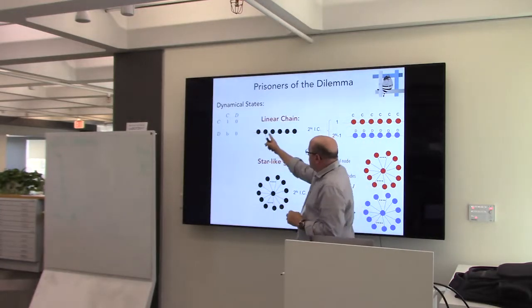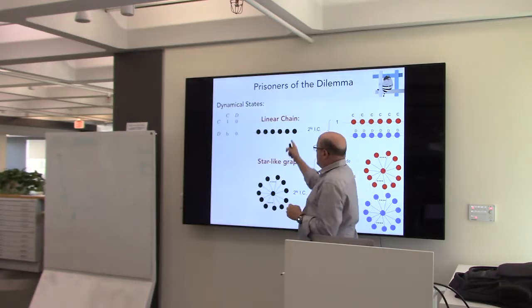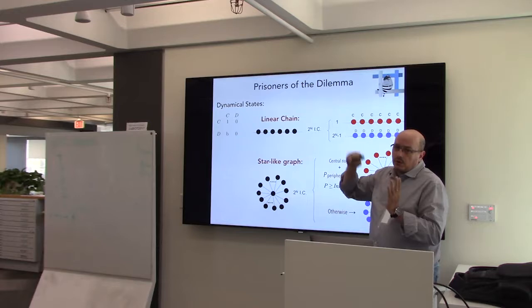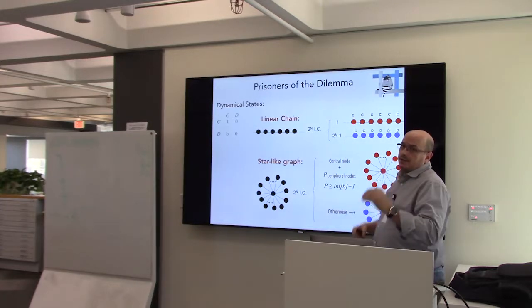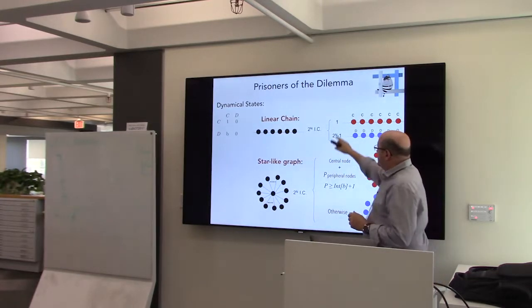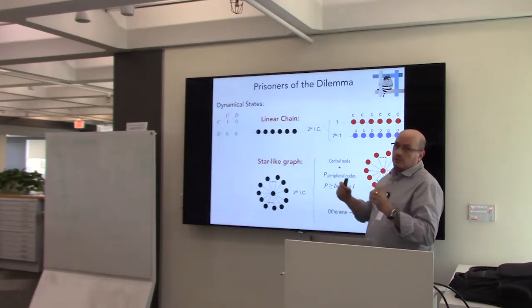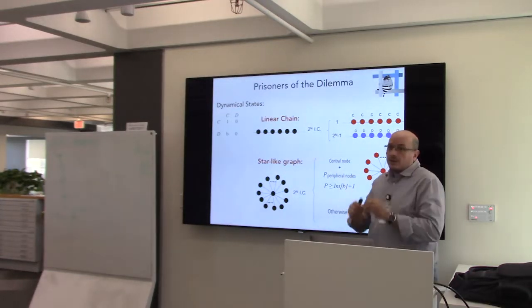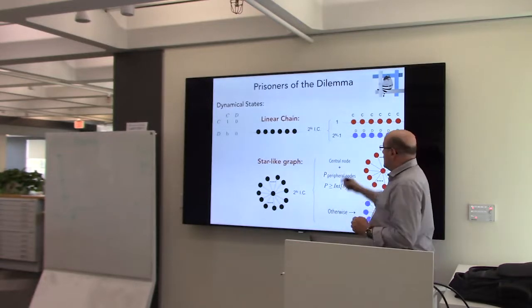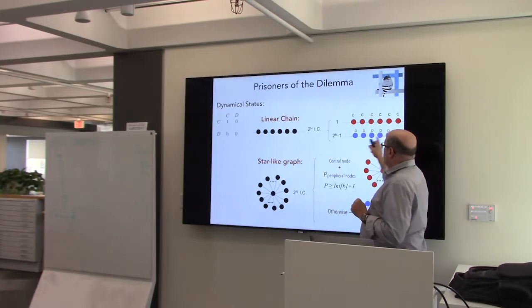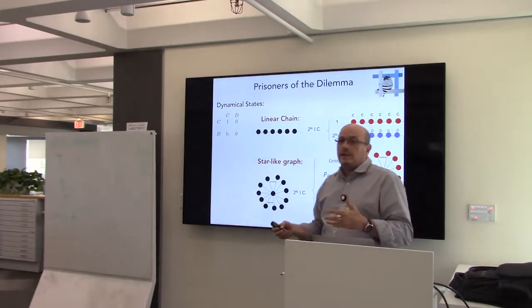For example, suppose that you have a linear chain, and you can easily see that there are only two possible states, full cooperation and full defection. And there is only one initial condition that leads you to the state of full cooperation, which is the one in which everybody is a cooperator at the beginning, and the other 2 to the power of n minus one initial conditions lead you to a fully defective system.